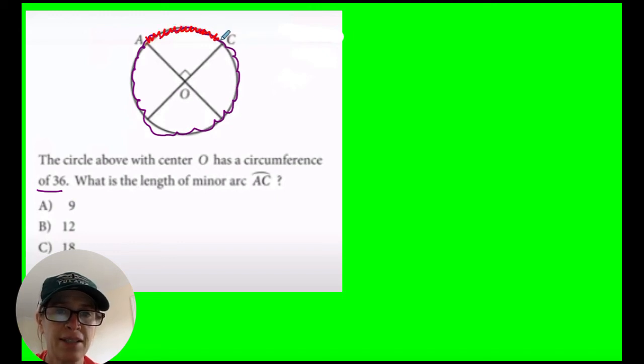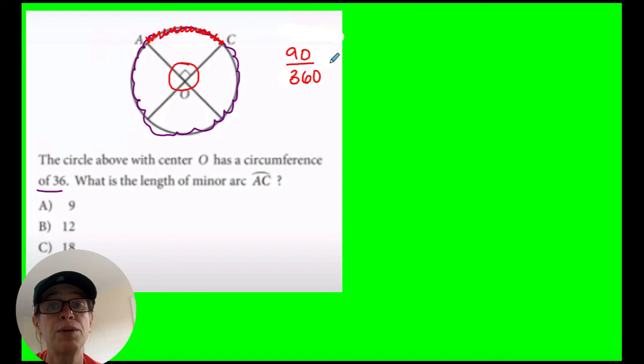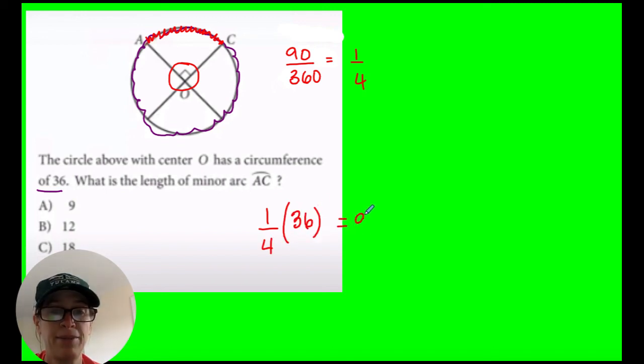this. Okay, so it's a proportional relationship with the central angle. I can clearly see that the central angle is 90. So that would be 90 over 360, which would be 1/4. So I want 1/4 of the circumference. So 1/4 of 36, which would be 9. So that's like an easy level problem with arc length.